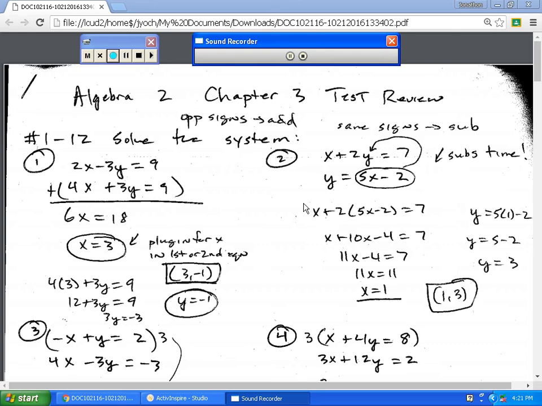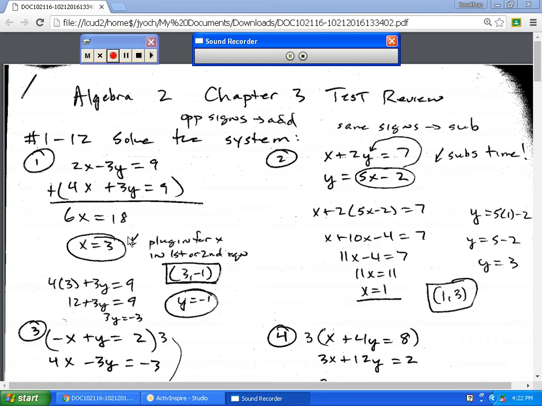Okay guys, on 1 through 12 here, it's all about figuring out, should I use substitution, should I use elimination. Guys, on number 1, look at the y's that match up perfectly, so you definitely want to use elimination. You have a negative 3y and a positive 3y. Those are opposite signs. Opposite signs mean you need to add. Add 2x and 4x. Together you're going to get 6x. If you add, the y's are going to cancel. 9 plus 9 is 18.